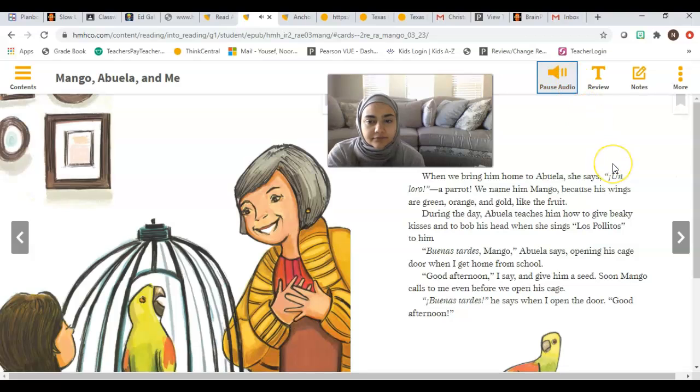When we bring him home to Abuela, she says, un loro, a parrot. We name him Mango because his wings are green, orange, and gold, like the fruit. During the day, Abuela teaches him how to give beaky kisses and to bob his head when she sings Los Pollitos to him. Buenas tardes, Mango, Abuela says, opening his cage door when I get home from school. Good afternoon, I say, and give him a seed. Soon Mango calls to me even before we open his cage. Buenas tardes, he says when I open the door.